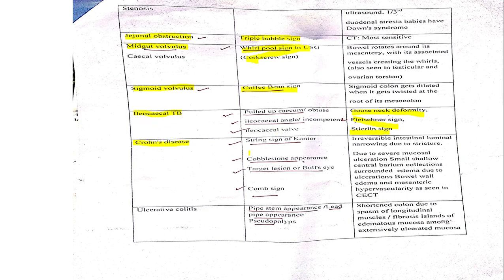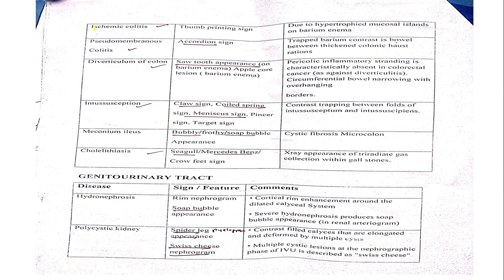Next, coming to Crohn's disease, string sign of Kantor is important, cobblestone appearance, target lesion or bullseye lesion, comb sign. These are all important for Crohn's disease. Coming to ulcerative colitis, we'll see pipe stem appearance or lead pipe appearance with pseudopolyps. Ischemic colitis shows thumbprint appearance.